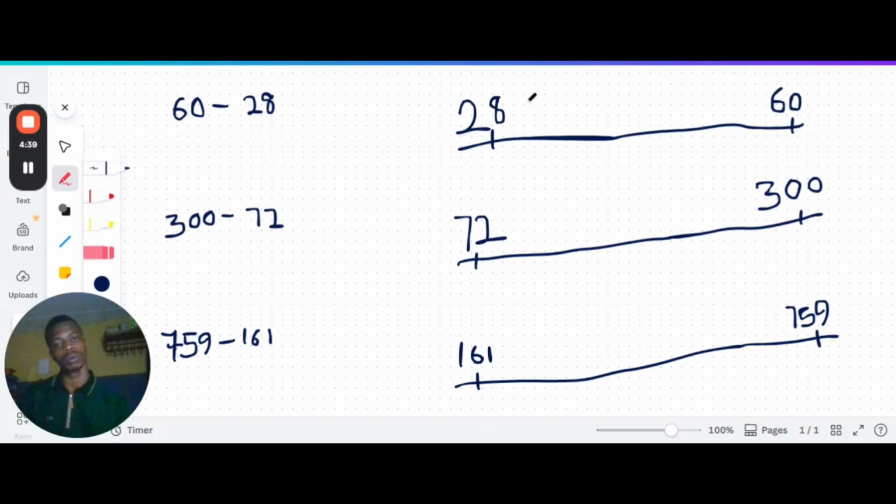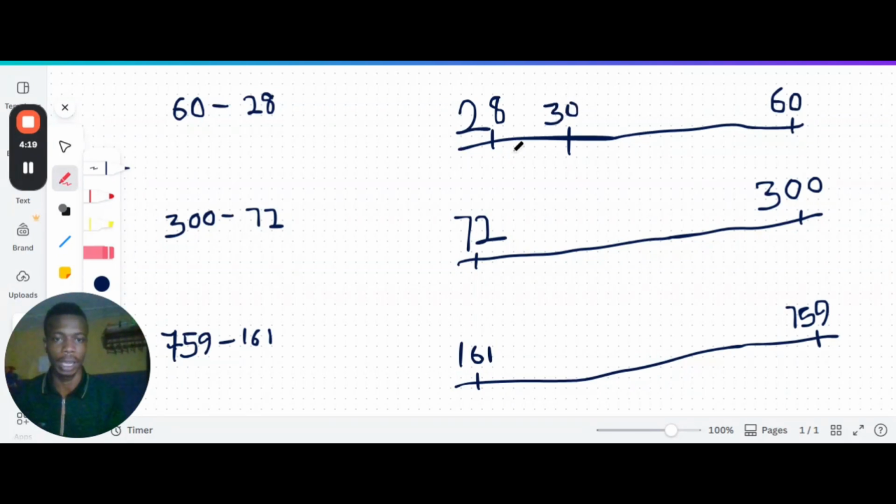Now, what is the nearest tens to two tens? Three tens. That's the nearest tens to two tens. Three tens. So you're going to write your three tens here. 30.